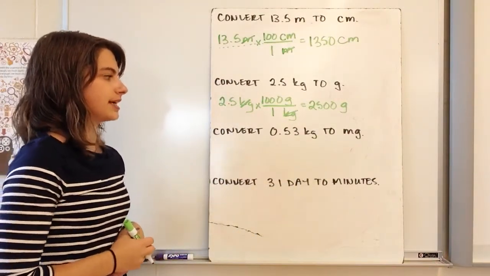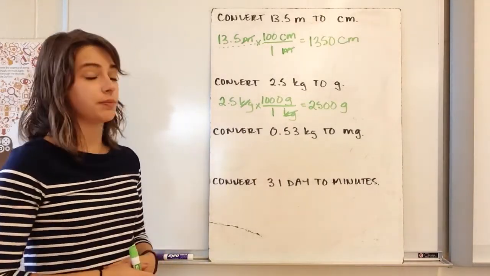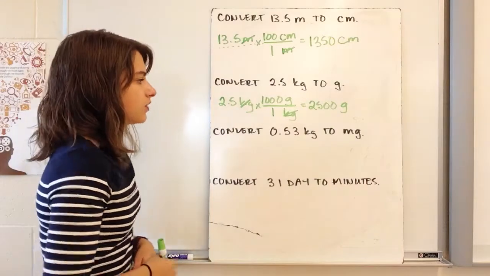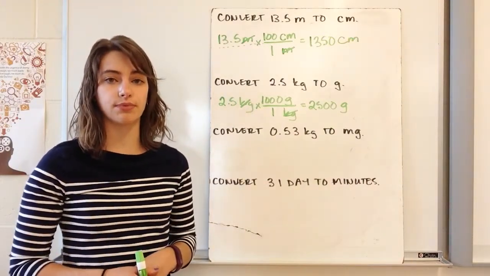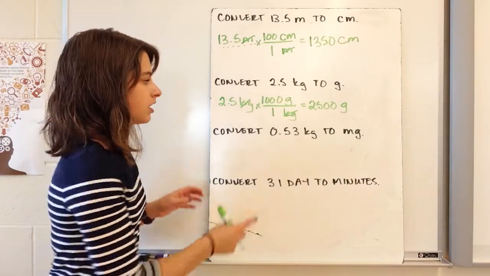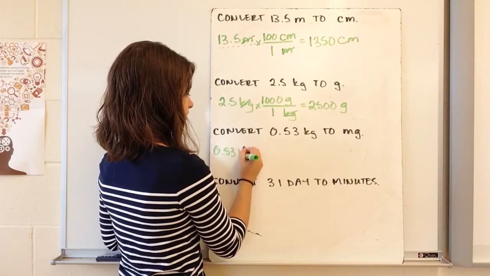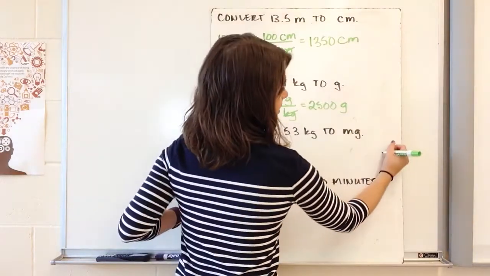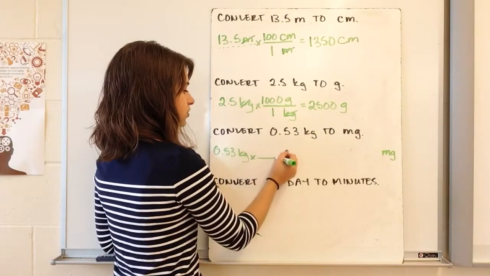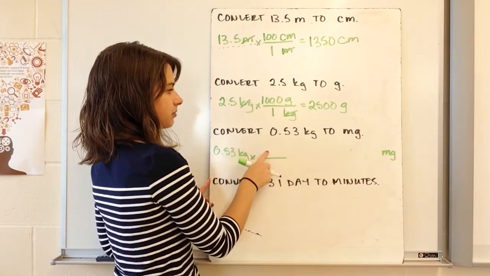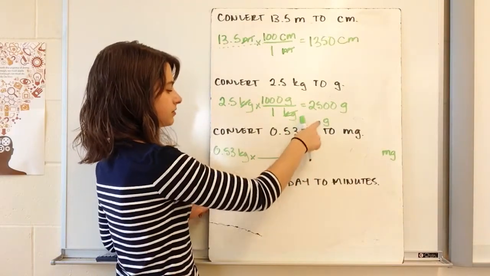Let's do example 3. Example 3 says convert 0.53 kilograms to milligrams. So this one, we don't know how to get straight from kilograms to milligrams. So we're going to break this into 2 steps. We're going to start with 0.53 kilograms. We want to end with milligrams. Now, I don't know how to get from kilograms to milligrams, but grams are in the middle. I do know how to get from kilograms to grams.